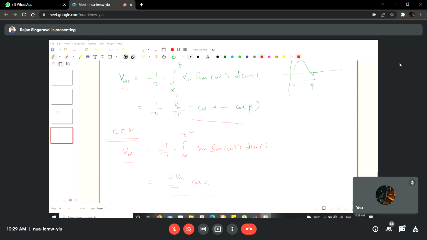Similarly, with the same limits, alpha to beta for discontinuous conduction mode and alpha to pi plus alpha for continuous conduction mode, please try to derive the VRMS equation, which is also very important. Only thing, you have to square this particular part, Vm square sin square, and then take the square root. So please do that and get the value of RMS voltage for these conditions. For continuous and discontinuous conduction modes, same limits, only square the equation and finally take the square root for the answer.